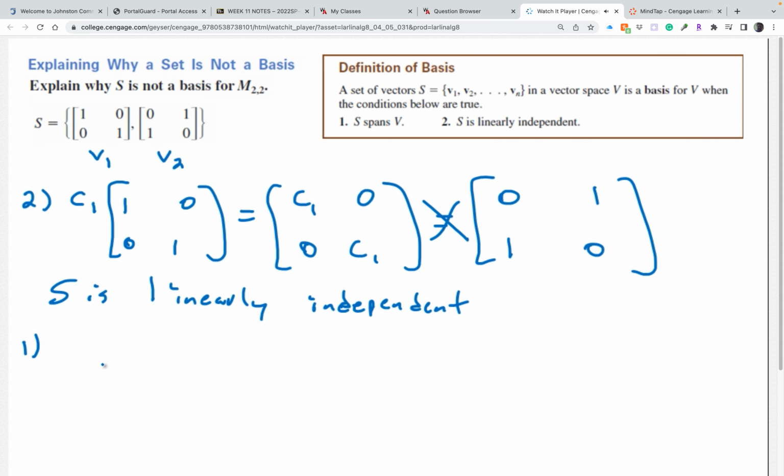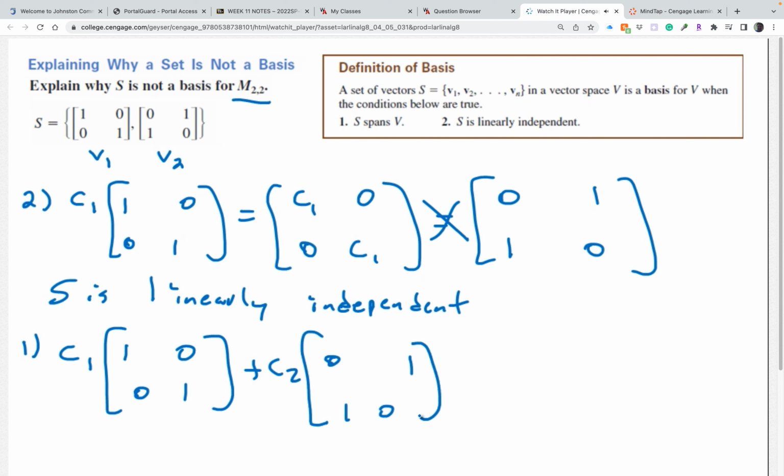But for the first condition, if S spans V, this space of all 2 by 2 matrices, well, that means that we can create any 2 by 2 matrix from these 2 matrices, meaning we can take a constant multiple C sub 1 of the first matrix, 1, 0, 0, and 1, and add a constant multiple C sub 2 of the second matrix, consisting of 0, 1, 1, and 0, and we can get any matrix that's a 2 by 2 matrix. For example, the matrix with the first row 1 and 0 and the second row 1 and 0.